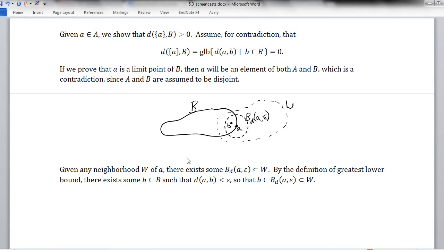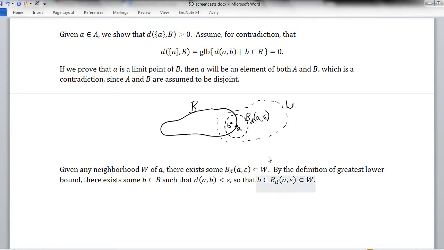Okay, why does this b have to exist? Well, if it didn't, then epsilon itself would be a lower bound on all of the distances from a to points in B, right? But epsilon's positive, and if that's a lower bound, then 0 is not the greatest lower bound, right? There's one that's greater, and so that can't be. So epsilon's not a lower bound of these distances, therefore there exists one that's smaller than epsilon.